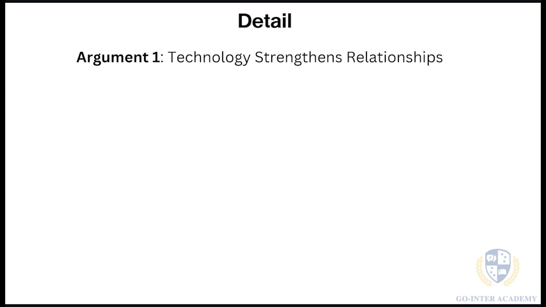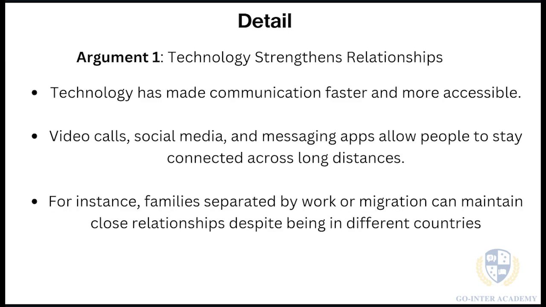Now moving on to the detailed paragraph. We'll start with the argument that supports technology as a helpful tool. We'll be following the same pattern as before by introducing the view, explaining it, then supporting it with a real-life example. This is how we're going to write it. Technology has made communication faster and more accessible. This is your topic sentence. It introduces the main idea clearly.